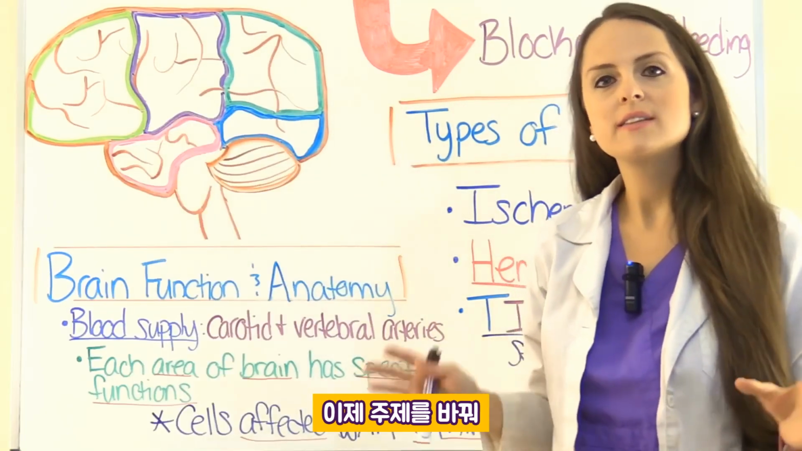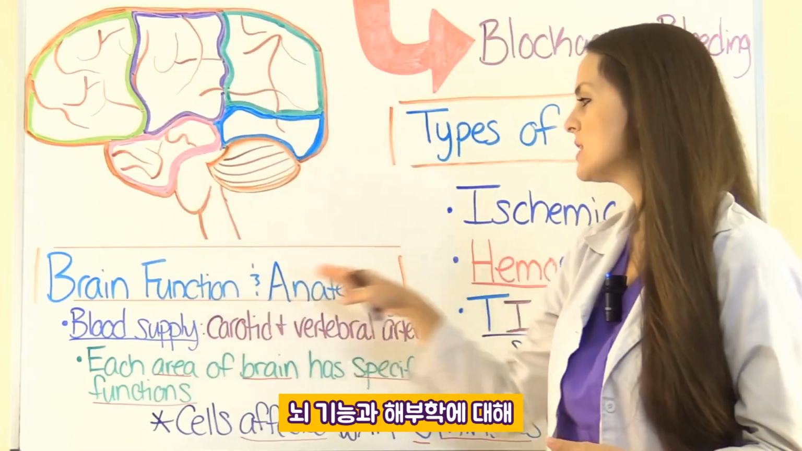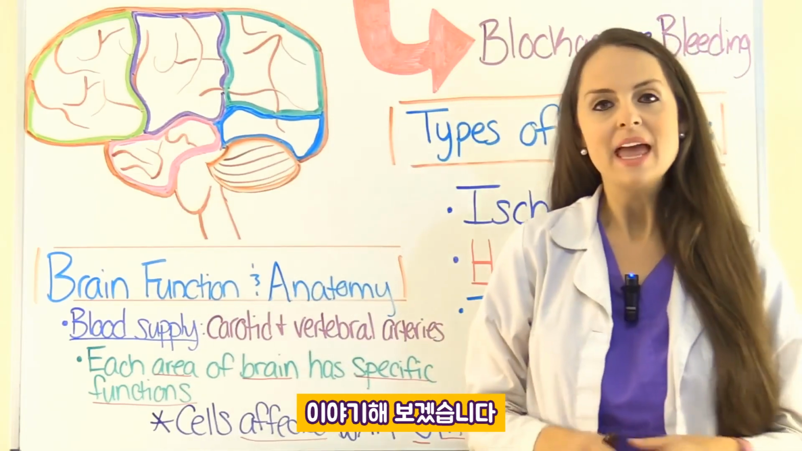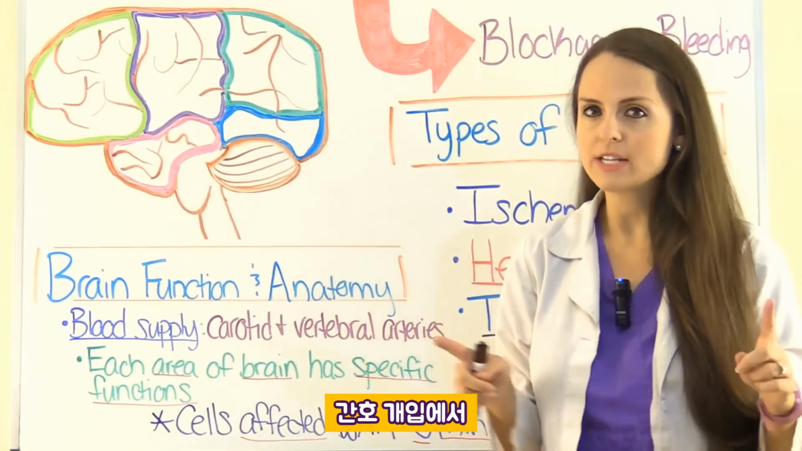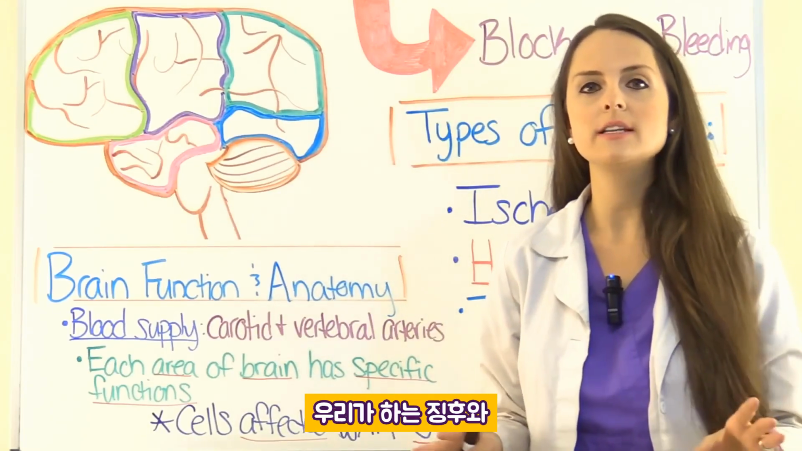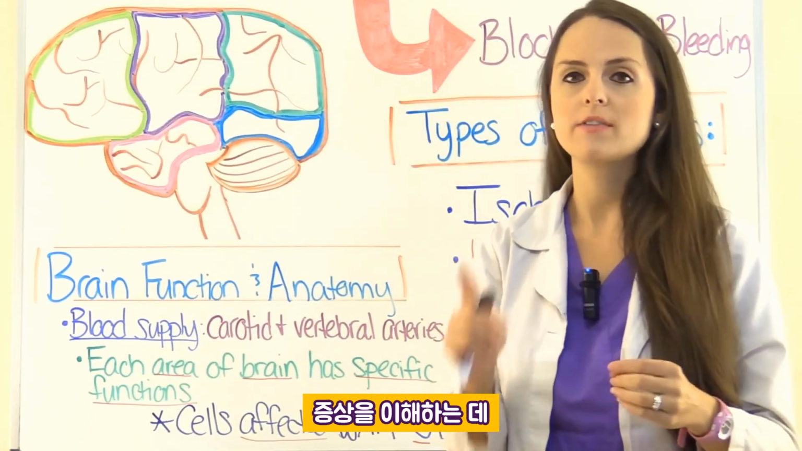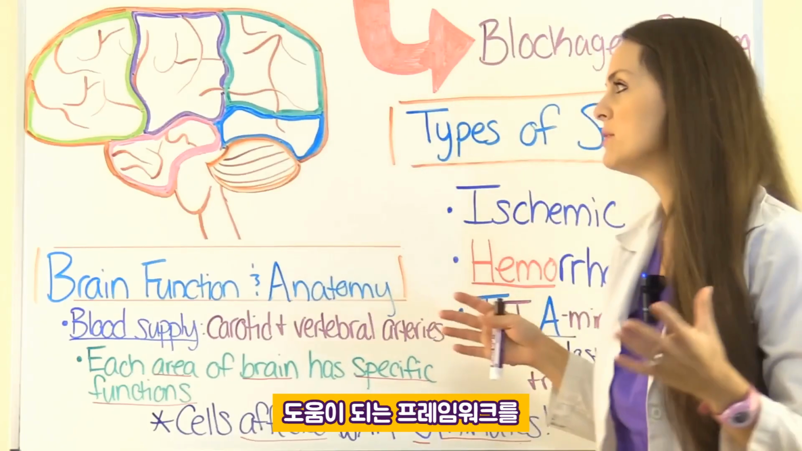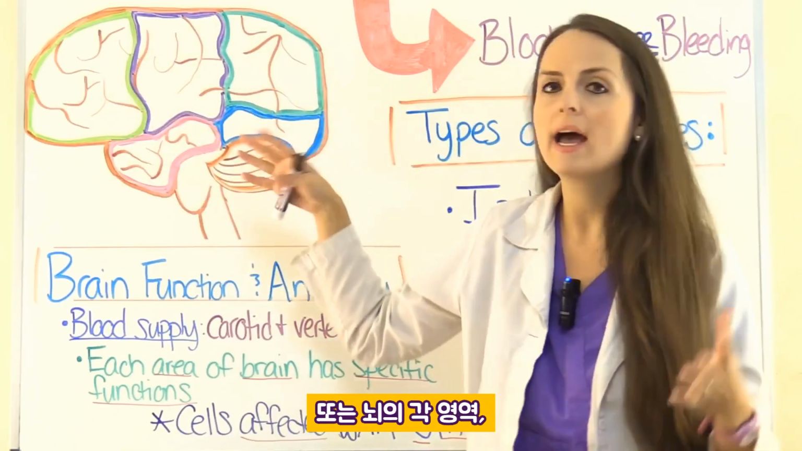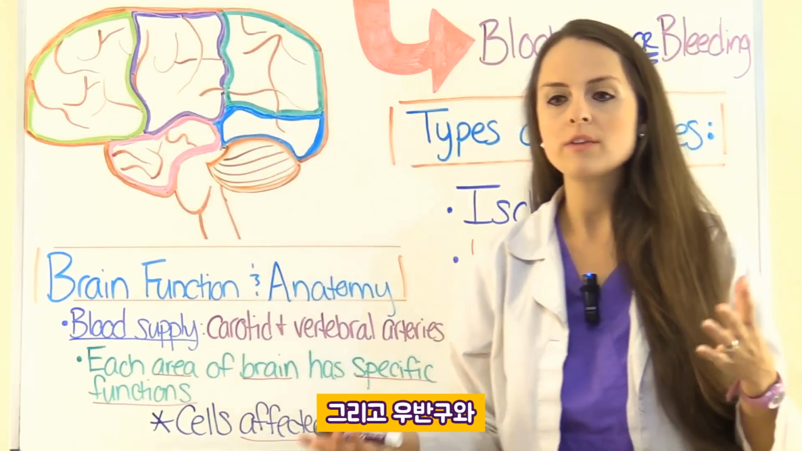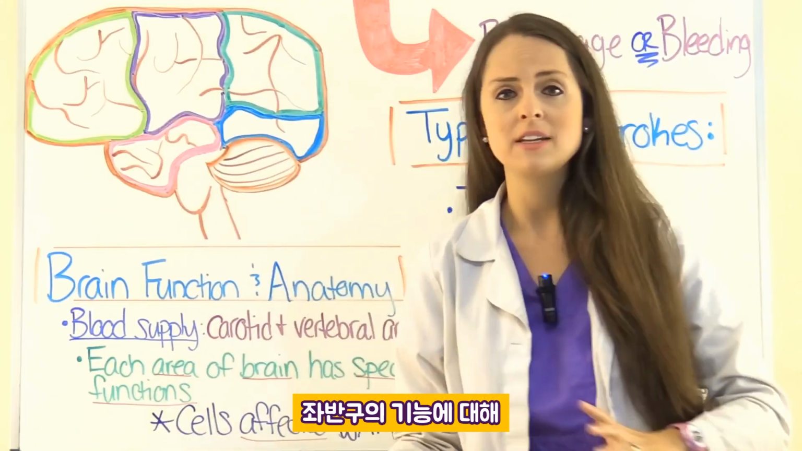Now let's switch gears and let's talk about the brain function and anatomy. This part of the lecture is really going to lay that framework for helping us understand those signs and symptoms and nursing interventions that we do for a patient with a stroke. And what I'm going to be doing is I'm going to be talking about the function of each lobe or each area of the brain, along with the right hemisphere versus the left hemisphere.